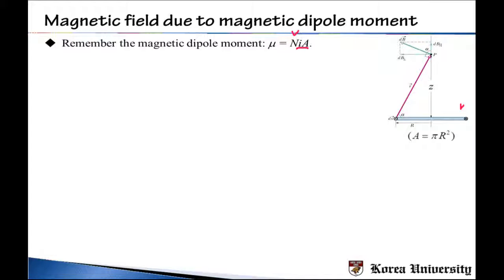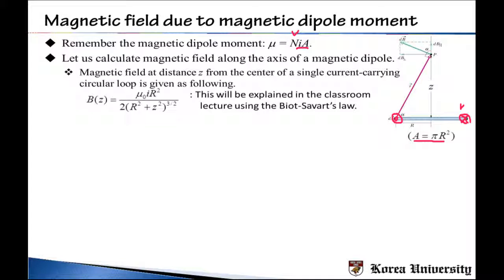In this figure we have a current loop. We are looking at it from the side, so current is coming out here and going in here, so it's a loop. If you have a circular loop, the area will of course be pi r squared, where r is the radius of this loop. Now in this case, we want to know the magnetic field along the direction perpendicular to this loop, which is the direction of the magnetic dipole moment. And the magnetic field along this axis is given like this.